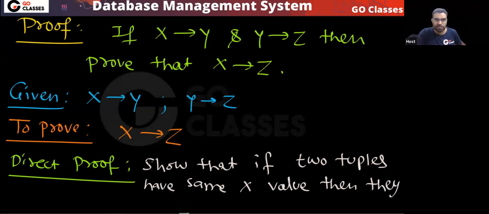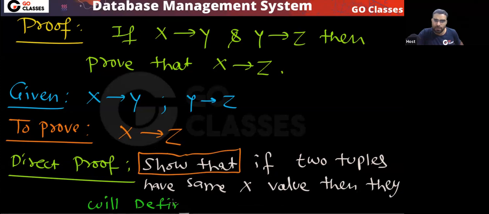Is this clear? This is what I need to show. Do you agree with me? I need to show that if two tuples have the same X value, then they will definitely have the same Z value. Can you prove it? Take a copy and pen and try to prove it. Very simple.